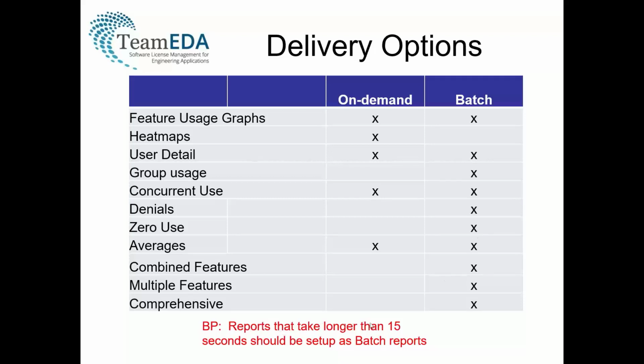General rule is this: if your reports take longer than 15 seconds to create, I would set it up as a batch report, because if you do on demand, you click on a hyperlink, you want that report to come up within 15 seconds. That's just a general rule. By the way, you'll see some little notes at the bottom of certain slides that say BP. That's best practices. So these are sort of recommendations from us on what we consider to be best practices. So general rule, if it's going to take more than 15 seconds to generate the report, set it up as a batch. Otherwise, you can set it up as on demand.